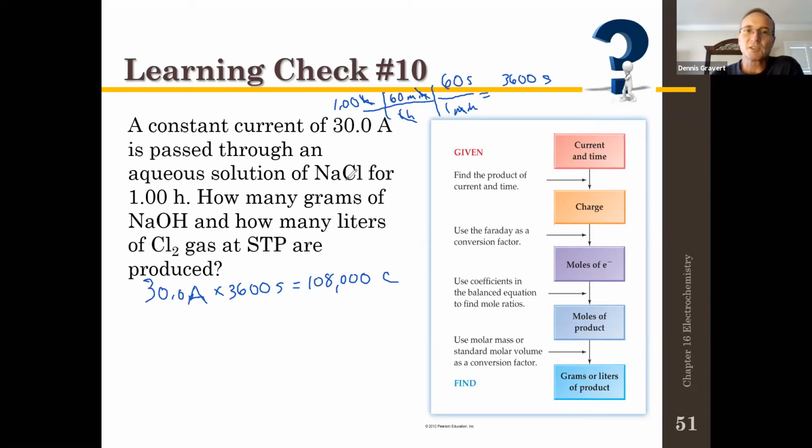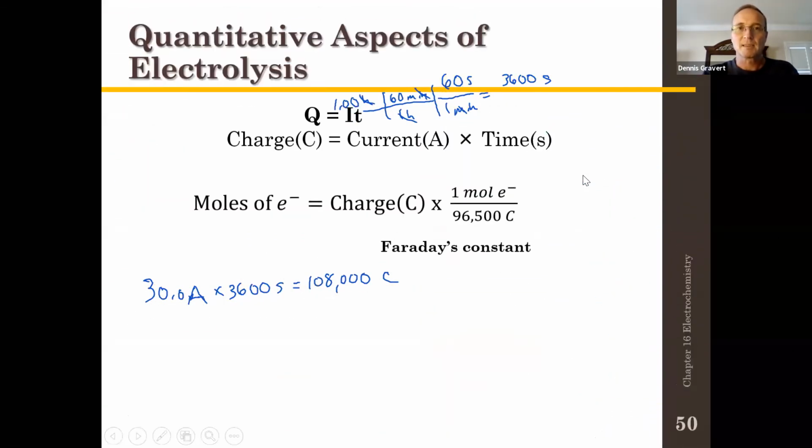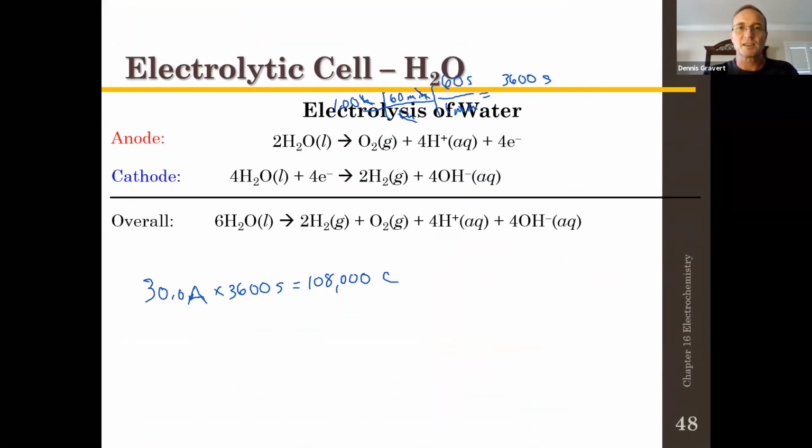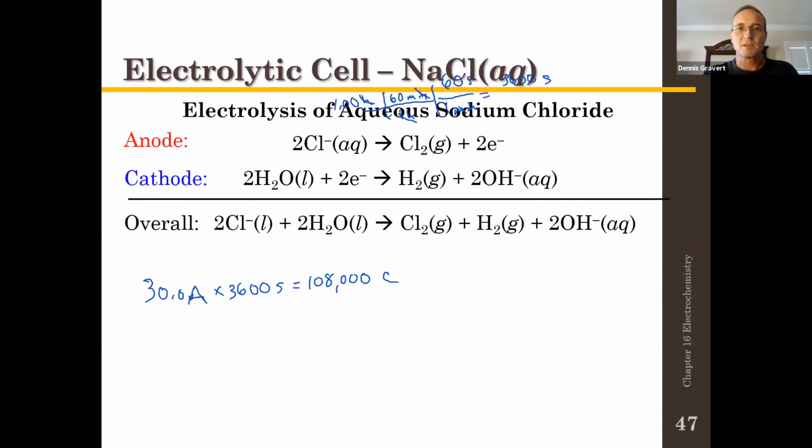What do we want to know? We got this aqueous solution of NaCl, and it's producing some sodium hydroxide and chlorine gas. All right, let's go back and get the balanced equation. Where's our aqueous solution of salt? This one. So we got two chloride anions plus 2 waters makes chlorine gas, 1 of those, hydrogen gas, and 2 hydroxide ions.